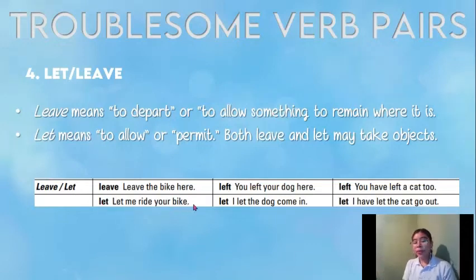Then we have let. Let me ride your bike. It's a permission. Please let me ride your bike, please. Let in past: I let the dog come in. I allowed the dog to come into the house. I gave him permission, so to say. And another with let: I have let the cat go out. It's the same. I gave the cat permission to go out of the house, so to say.